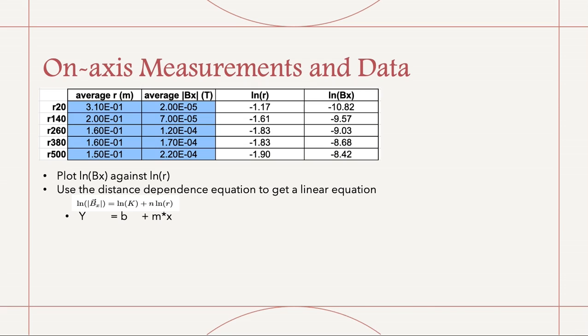So the data for the on-axis measurements for the average r, average magnetic fields in the x direction, and the derived values for the natural log of r and the natural log of the magnetic field in the x direction are shown. To get a value for n, we will do a linearization and linear regression by plotting the natural log of the magnetic field in the x direction against the natural log of r, and use the distance dependence equation to get a linear equation as shown.